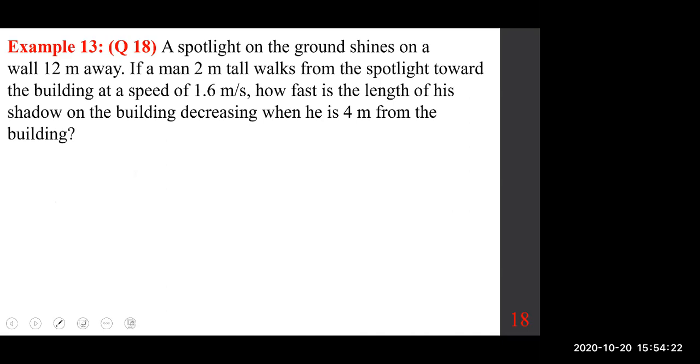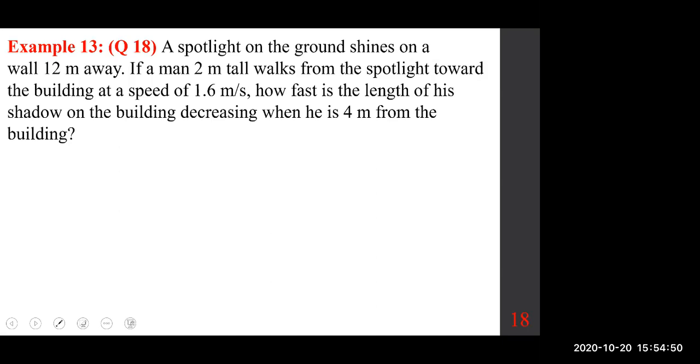A spotlight on the ground shines on a wall 12 meters away. If a man 2 meters tall walks from the spotlight toward the building at a speed of 1.6 meters per second, how fast is the length of his shadow on the building decreasing when he's 4 meters from the building? Okay. So again, let's look at the concept and the setup.